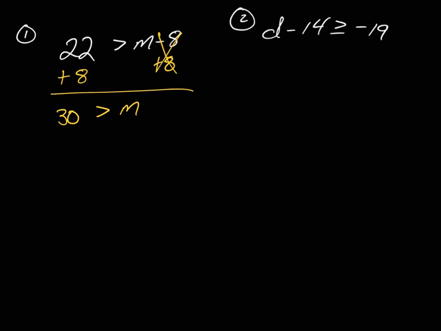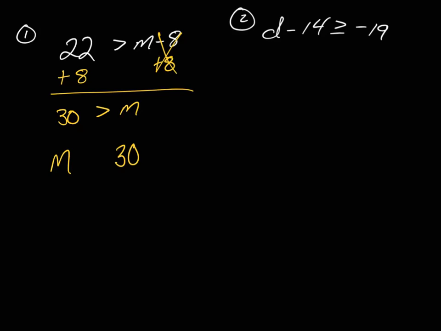Now I'm finished. This kind of looks interesting to me. Usually what you'll see is the variable, in this case our m, written on the left hand side, not on the right hand side. So I'm going to rewrite it. I'm going to put the m on the left and 30 on the right.